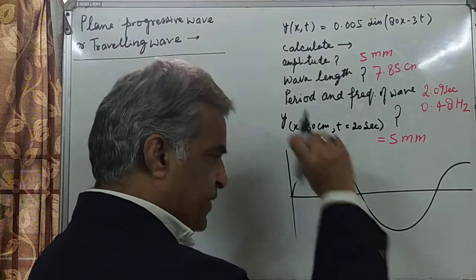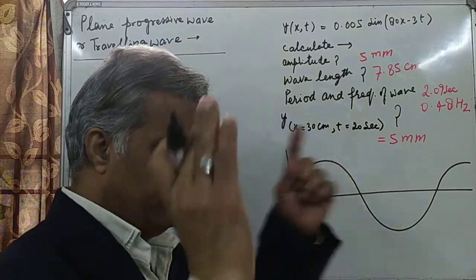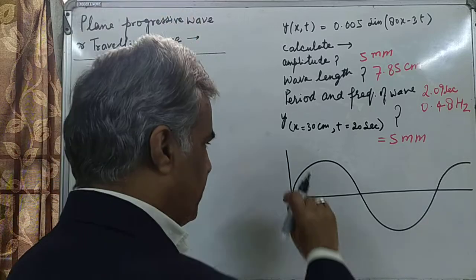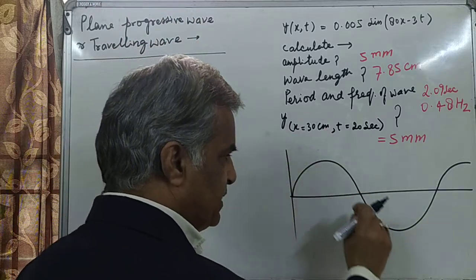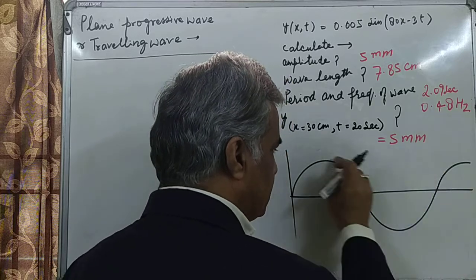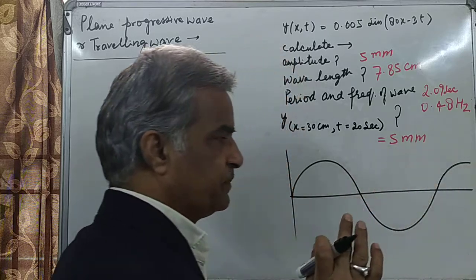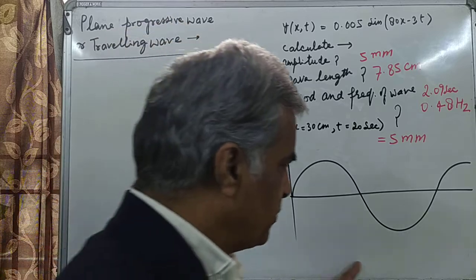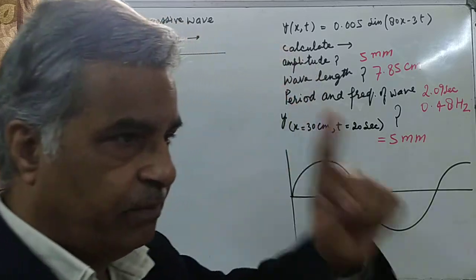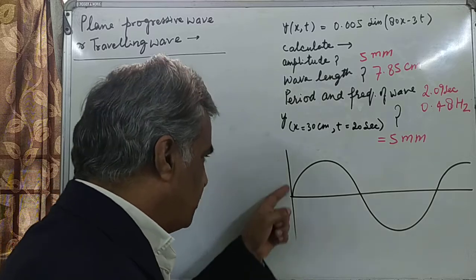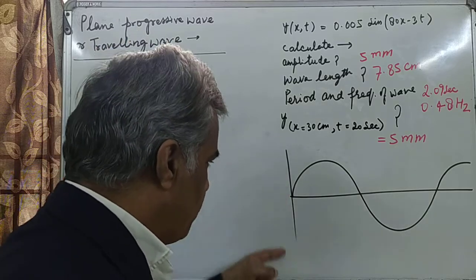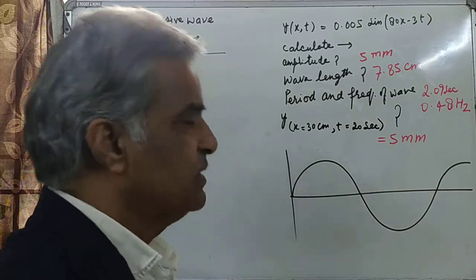In waves there are two motions: the particle SHM motion, and due to this there is a disturbance in the string, and this disturbance is the wave. The velocity of the wave will be constant, but the velocity of the particle that is making SHM motion is not constant.